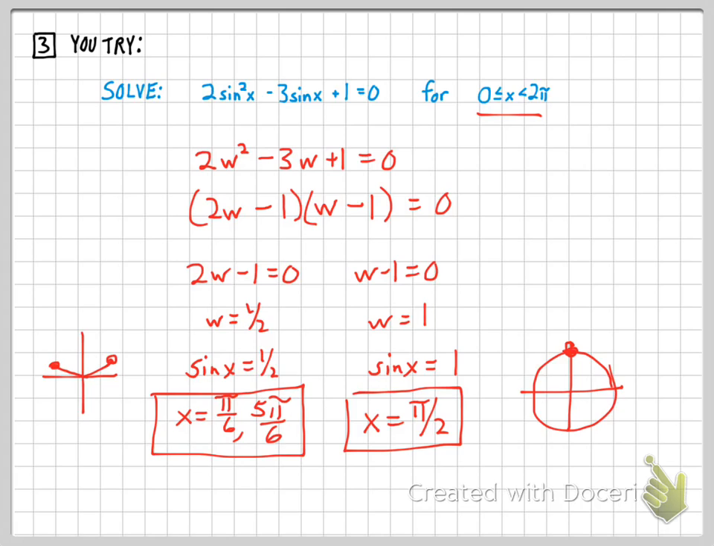Alright, hopefully you were able to factor this one into quadratic form, figure out the solutions, and then remember that you're actually solving for sine of x. So we end up with sine of x equals a half, which has 2 answers, sine of x equals 1, which has 1 answer, and 3 final answers.